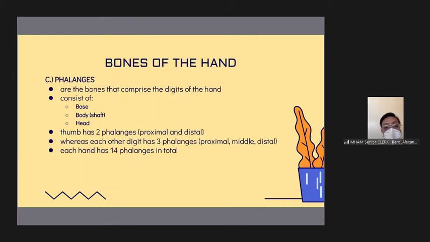So next will be your phalanges, which are the bones that comprise the digits of your hand. They consist also of a base, body, and head. The thumb has two phalanges, proximal and distal, whereas each finger has three phalanges: proximal, middle, and distal. Each hand has 14 phalanges in total.